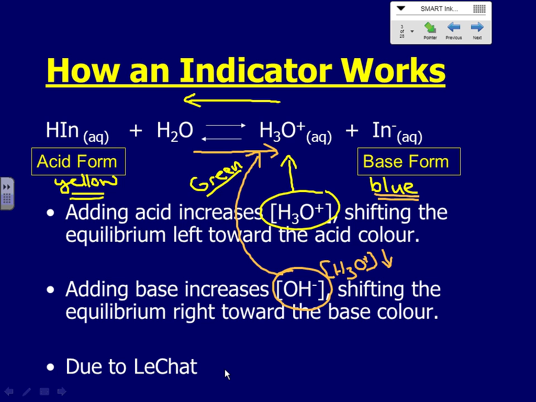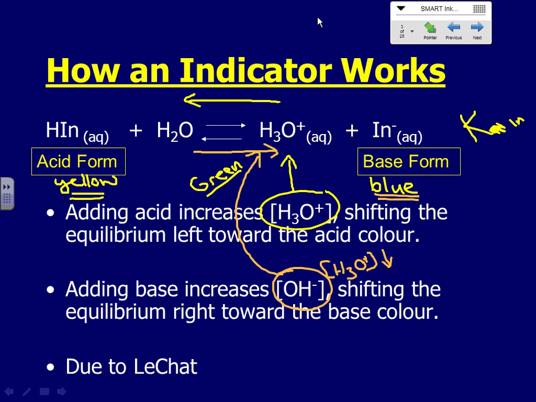Now, all indicators will have a particular pH where this intermediate color takes place, or where this change takes place, and that's due to the Ka of the indicator. Maybe I should call it K indicator, all right? And we're not going to go into great detail about the Ks for each indicator molecule, but in university you will. You'll talk about the Ks for the indicator molecules.